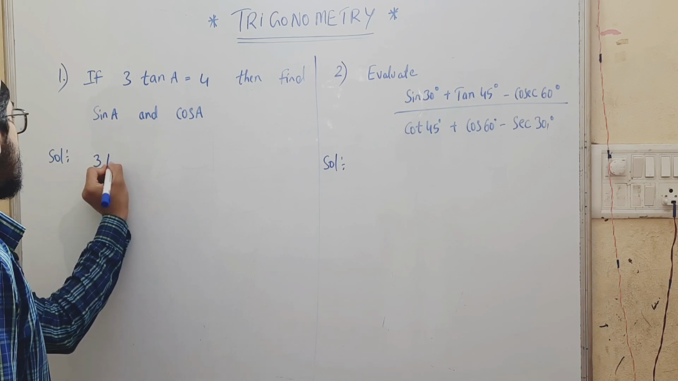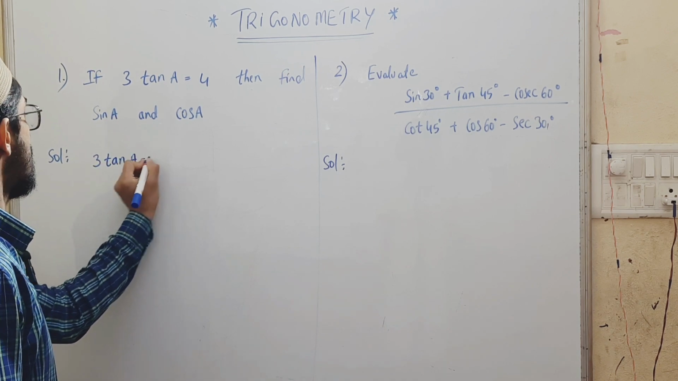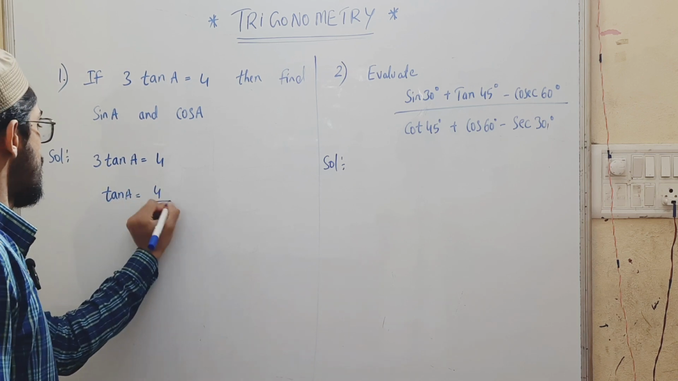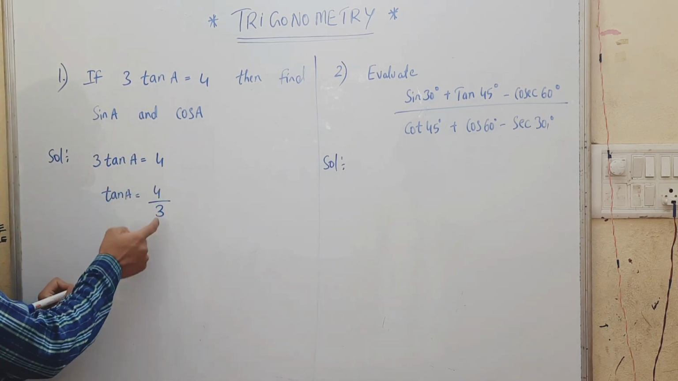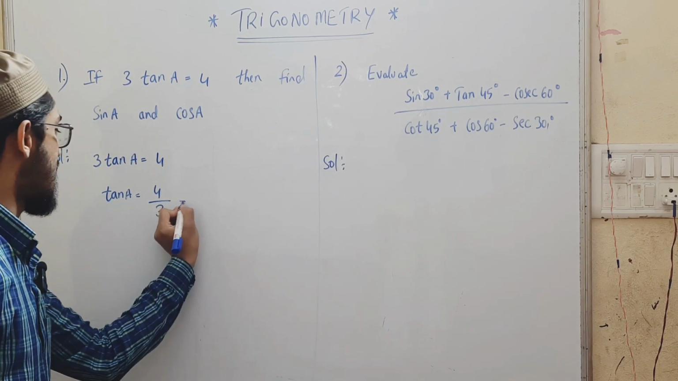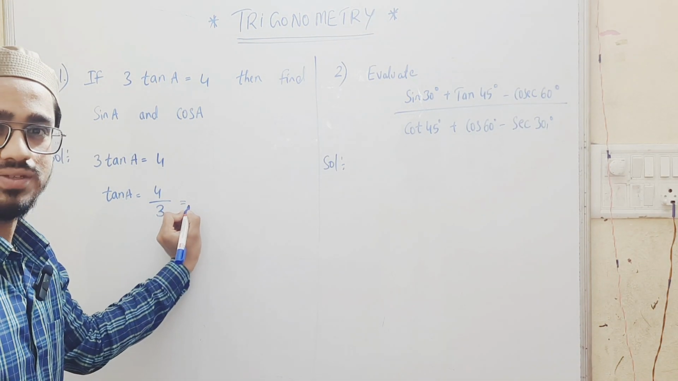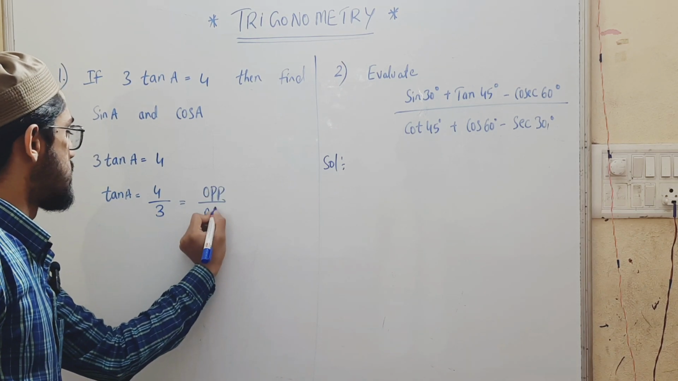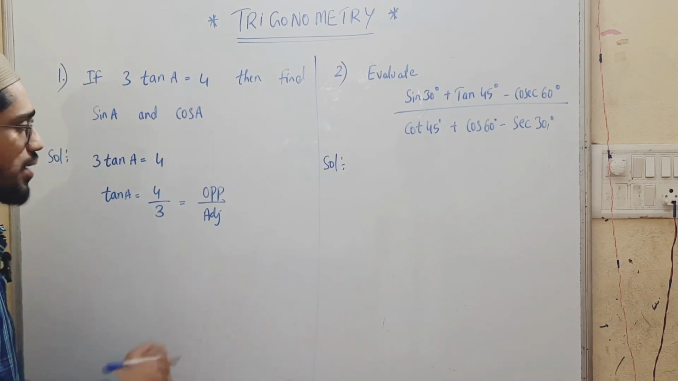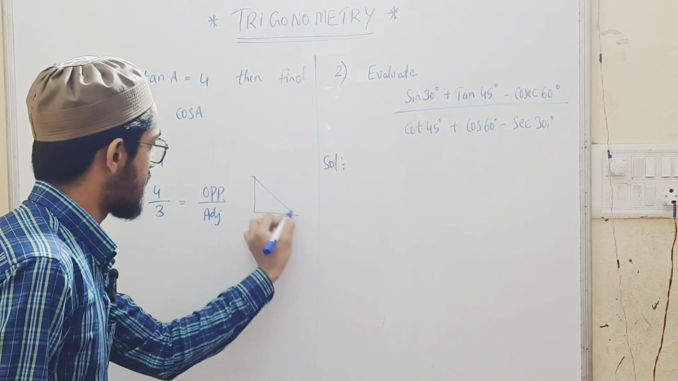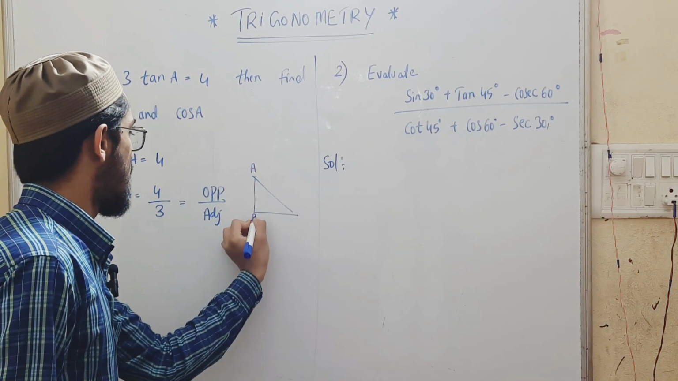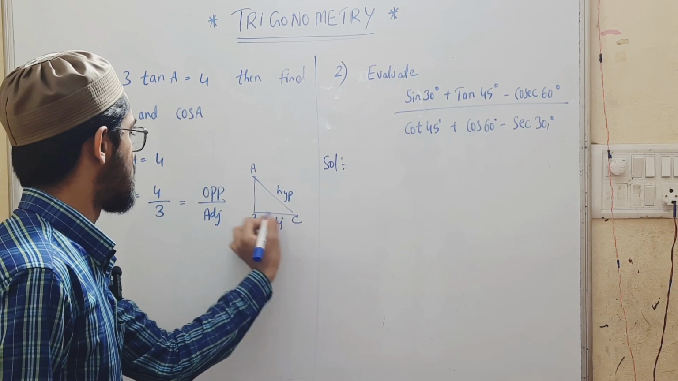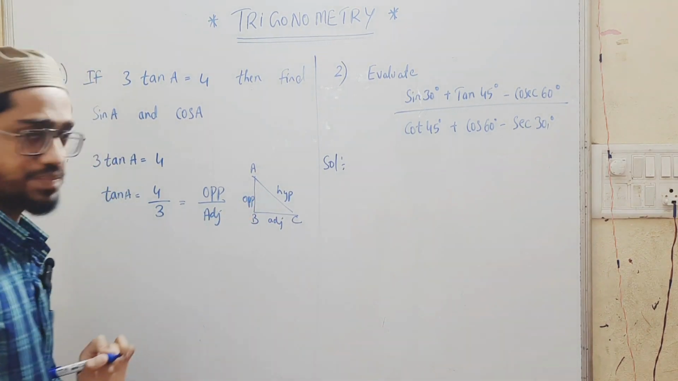So to start with, 3 tan A is equal to 4. Tan A can be written as 4 by 3. This 3 going there will become 4 by 3. What is tan A? Old Harry and his old auntie. That means tan is opposite by adjacent. You have to find the hypotenuse side. Consider this as the right angle triangle ABC. We have a hypotenuse here, we have adjacent, we have opposite.